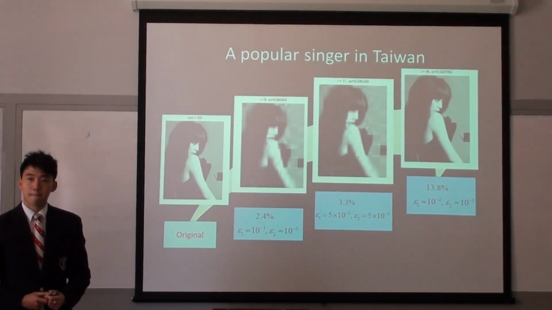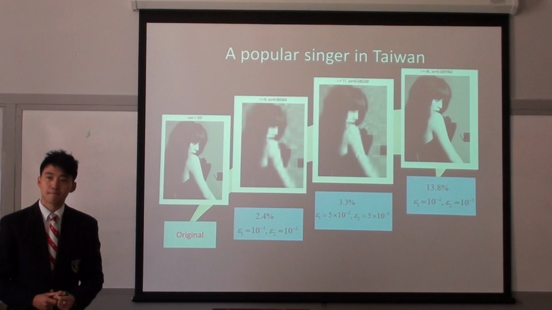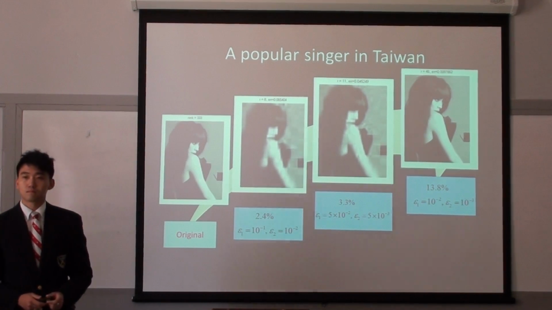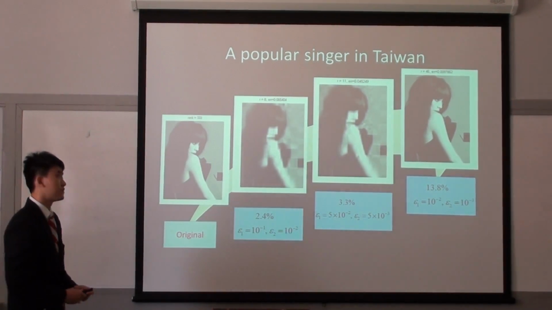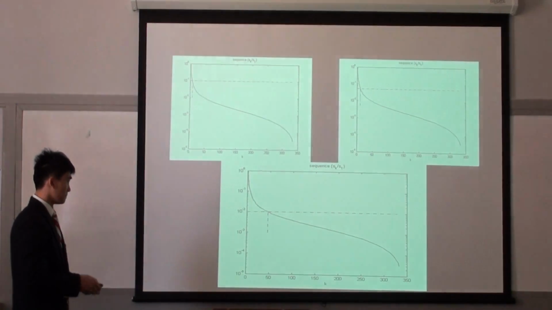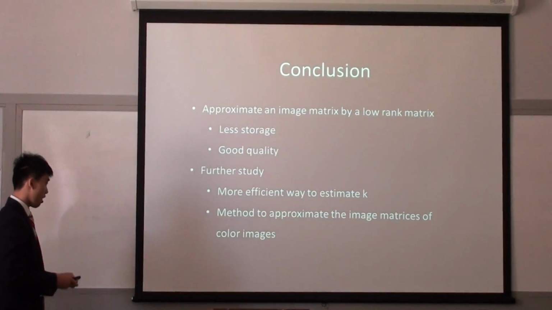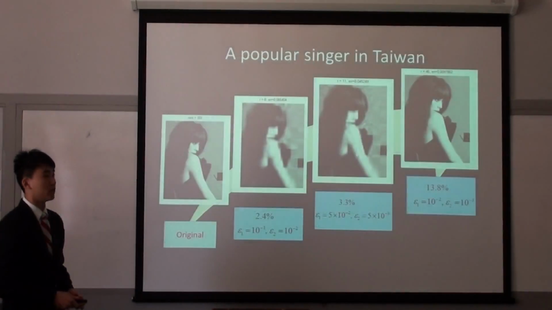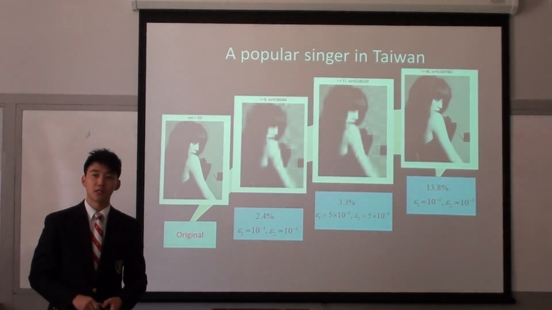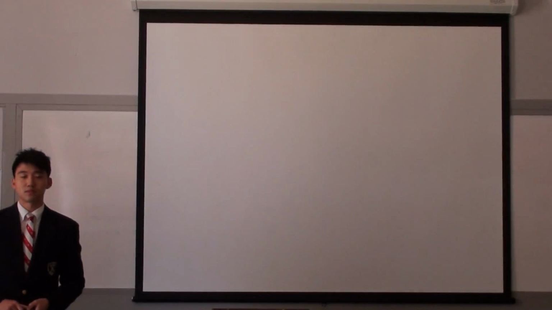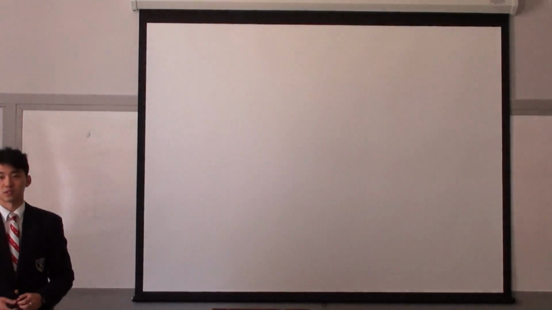Go ahead. If this is a color picture, what's the rank? If it is a color picture, the rank will be higher, and there will also be 3 dimensions, and it's a totally different theory to decompose that matrix.